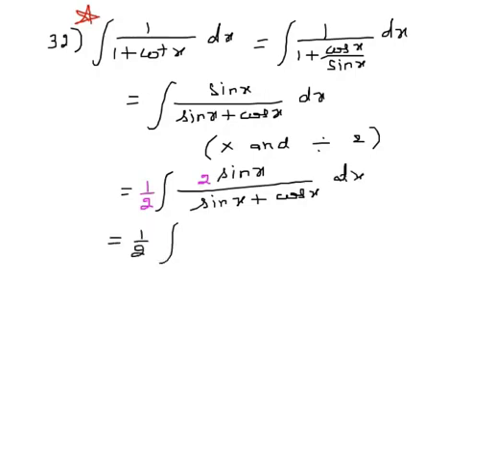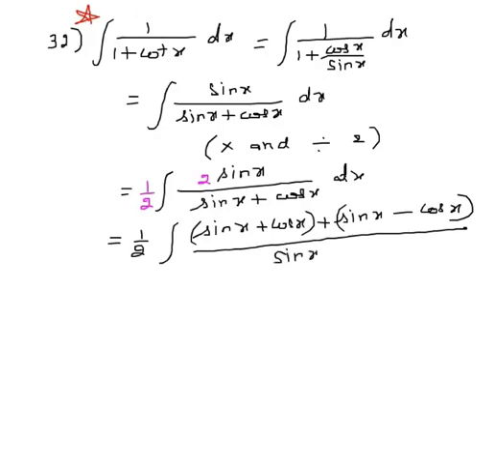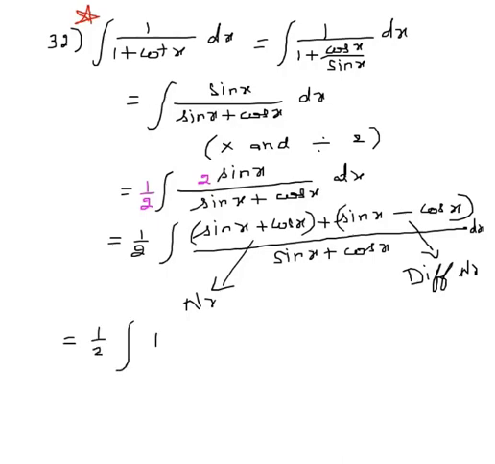And let us write this numerator 2 sine x as sine x plus sine x. Sine x plus sine x is 2 sine x. And I am going to add cos x and subtract cos x, so that we will have the denominator here, and here this is the differential of the denominator. Now let us separate the terms. First term divided by the denominator becomes 1, and then the second term divided by the denominator.